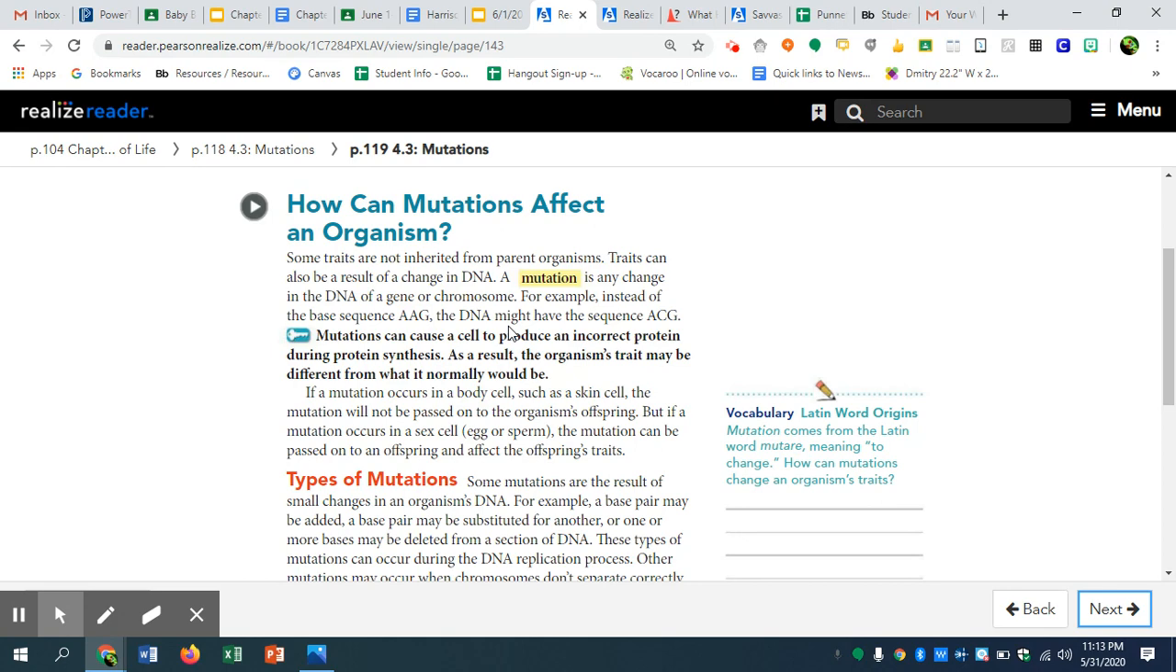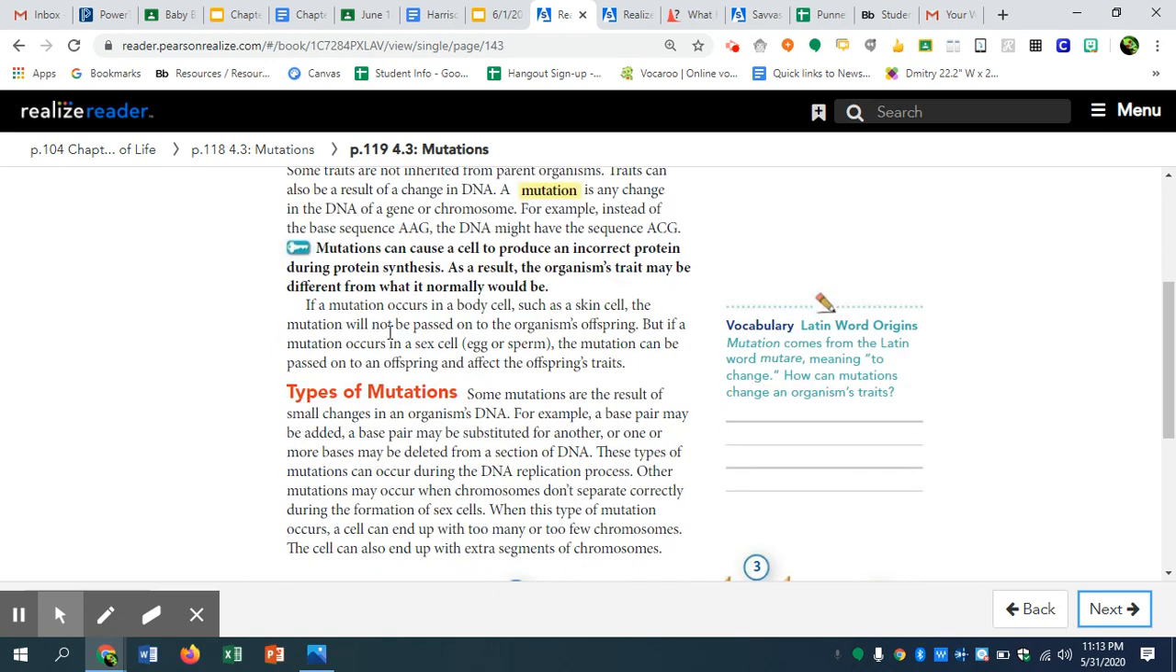All right, so now mutations can cause a cell to produce an incorrect protein during protein synthesis. As a result, the organism's traits may be different from what it would normally be. So, if a mutation occurs on a body cell like the skin, the mutation will not be passed on to the organism's offspring, but if it is a mutation that occurs in a sex cell, the egg or the sperm, remember that the chromosomes, the mutation can be passed on to an offspring and affect their traits.